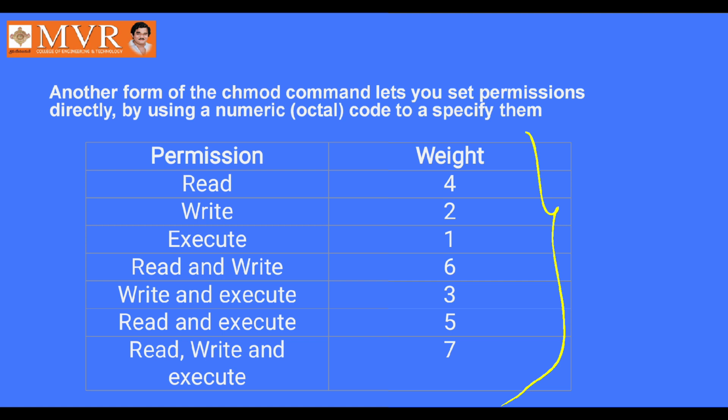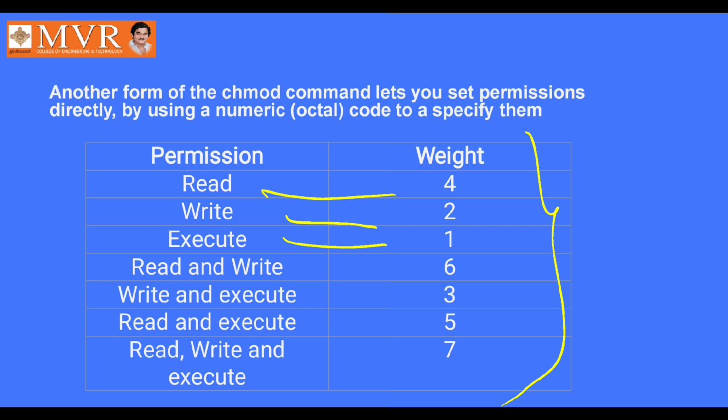You just concentrate on this table. In this table, generally the numerics 4 to 1 are used to represent 3 permissions. That is, read permission is always represented by number 4. I am talking about the numeric method to change permissions. And the write permission is always represented by 2, and the execute permission is always represented by 1. So the numeric for read is 4, the numeric for write is 2, and the numeric for execute is 1.